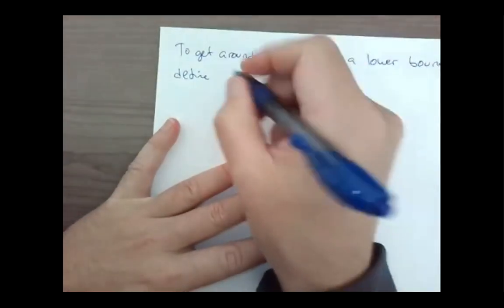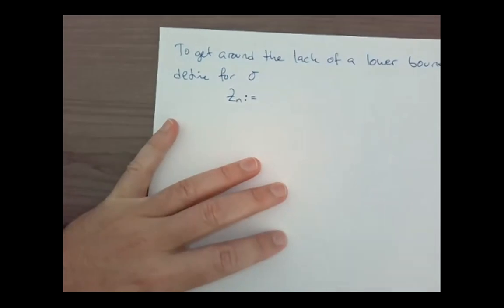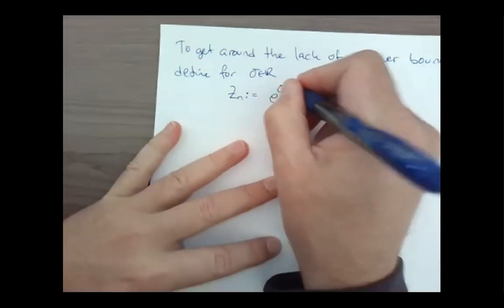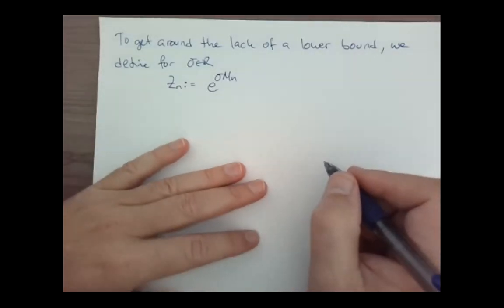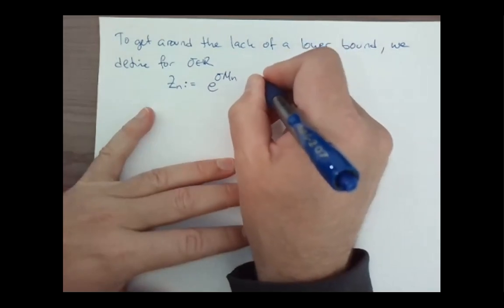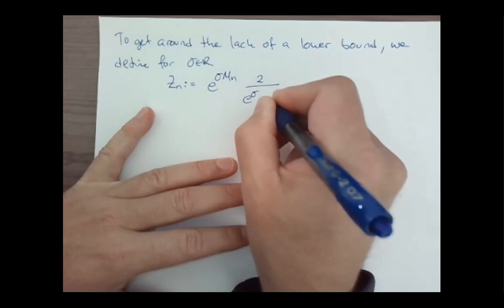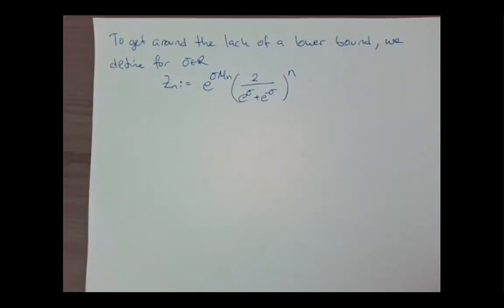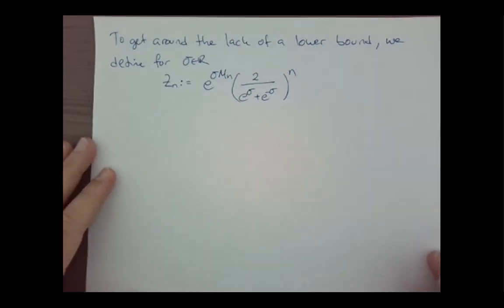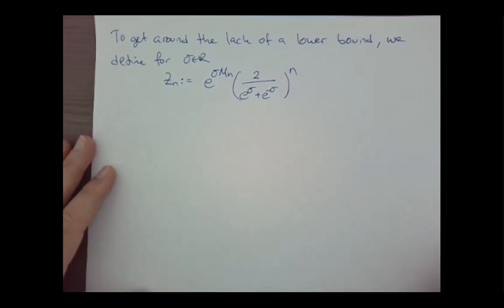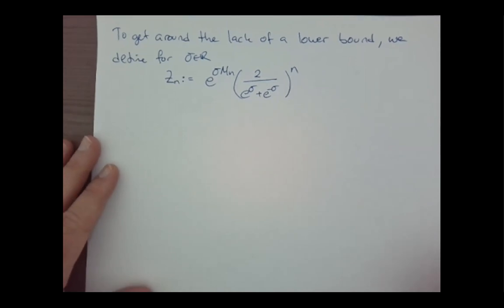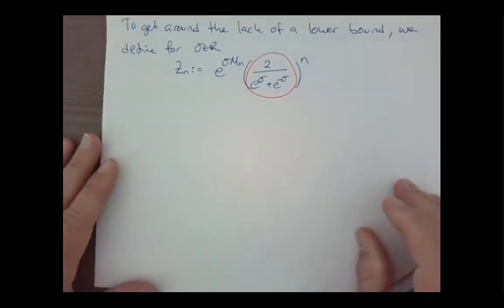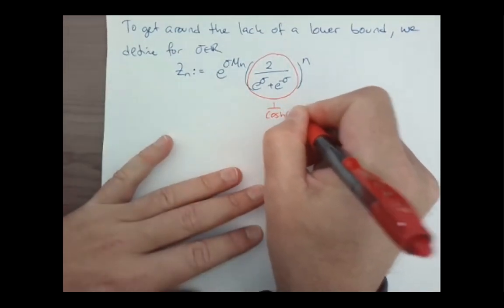And so Cn is this: you pick a constant sigma, and then you do e to the sigma Mn. Remember, M is our symmetric random walk. And then you multiply by a coefficient, 2 divided by e to the sigma plus e to the minus sigma, everything to the power n. Sometimes you'll see the inner part written as 1 over cosine hyperbolic of sigma.